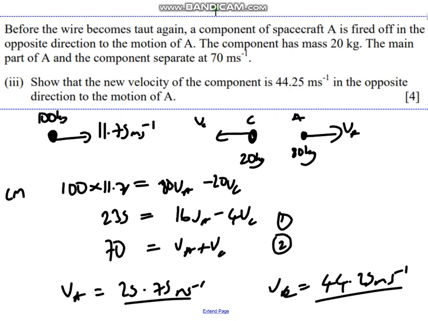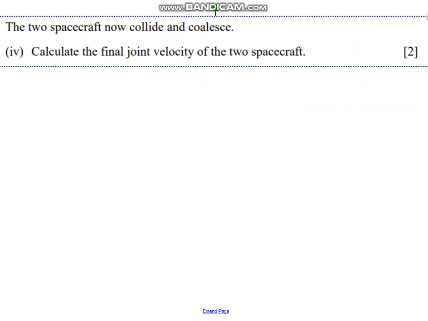Okay. Alright, and the final bit is to calculate, so the two spacecraft will now collide and coalesce. A has now lost the component, so A is now moving and is going to catch up with B. So A now only weighs 80 kilograms and it's moving at 25.75 that we just worked out. We weren't asked to work it out, but it's a good job we did because we need it now. It's going to catch up with B eventually, but it's space, so a different kind of reality up there. So B weighs 200 kilograms.